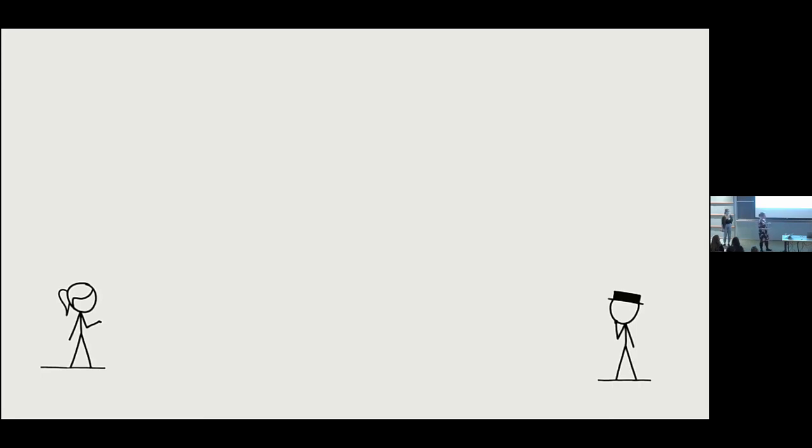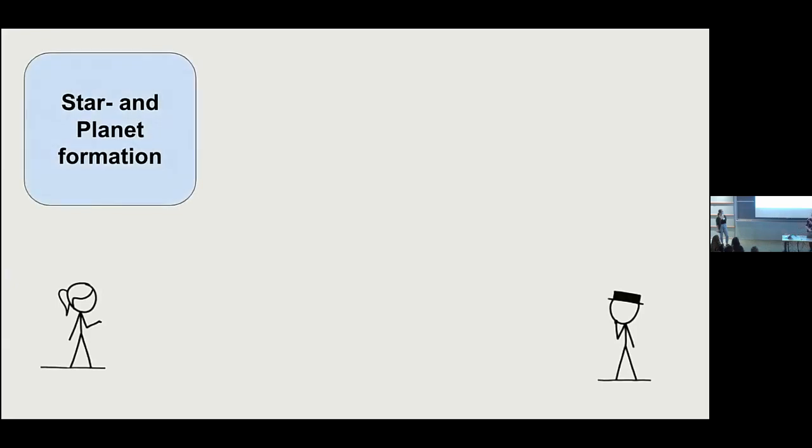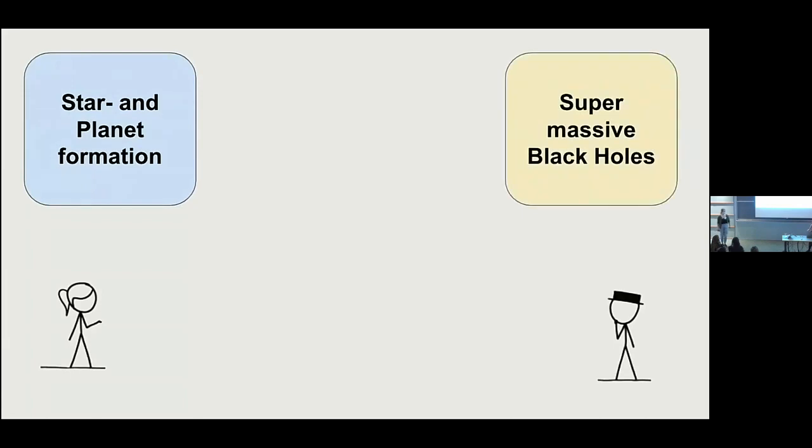So one is represented by this scientist. We might as well call her Caitlin. There's a group that really comes from star and planet formation. And there's at least one other group here, we could call them Dan, that is coming from the area of supermassive black holes.